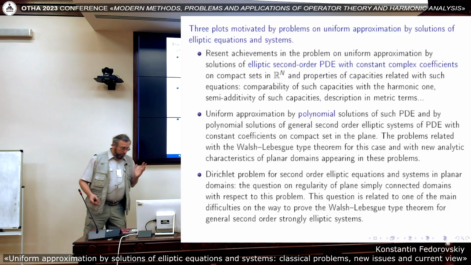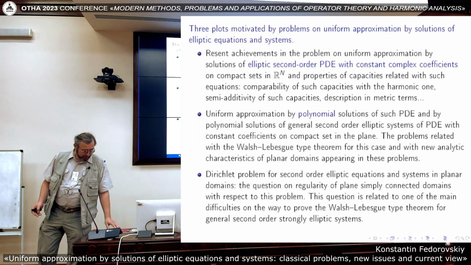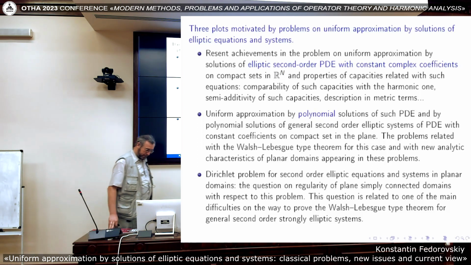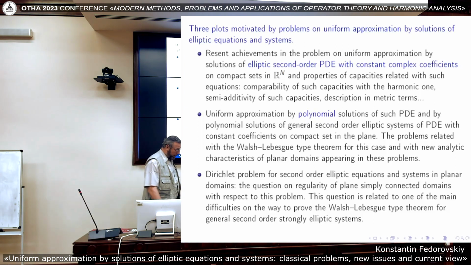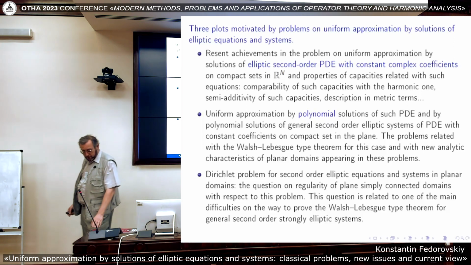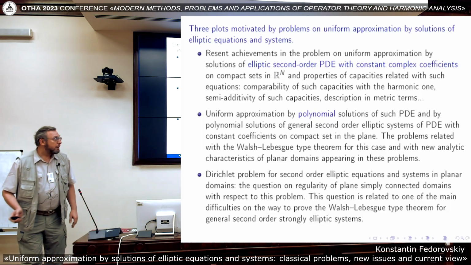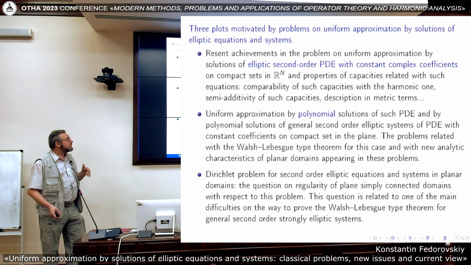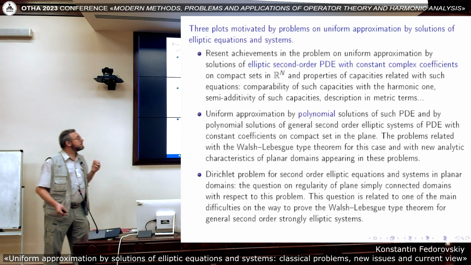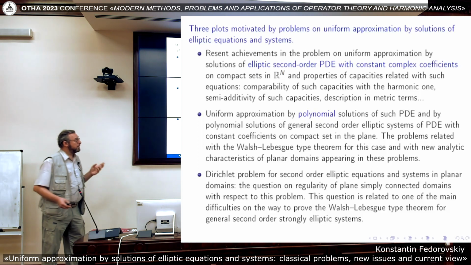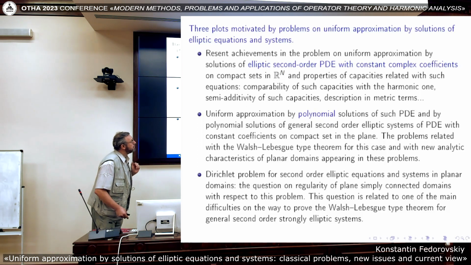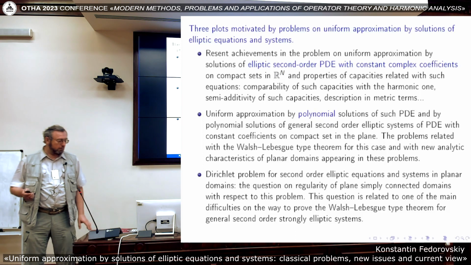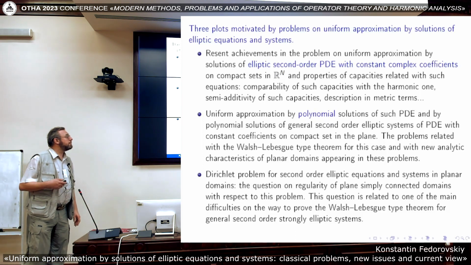In this subject, there are several recent results and advances in studies of the capacity, which I will define in a few minutes. Well, the second plot is the case of uniform approximation by polynomial solutions of also elliptic operators, equations with constant complex coefficients, on compact sets in the plane.